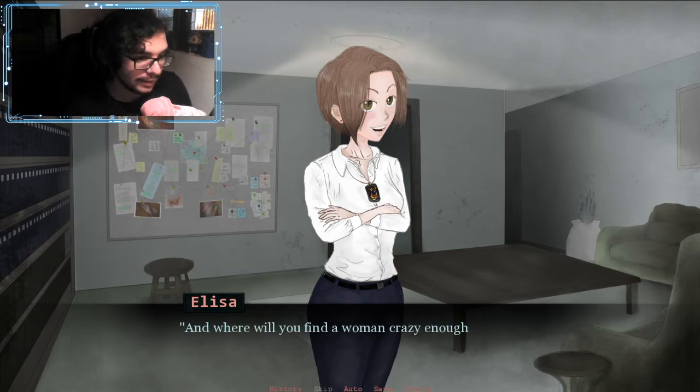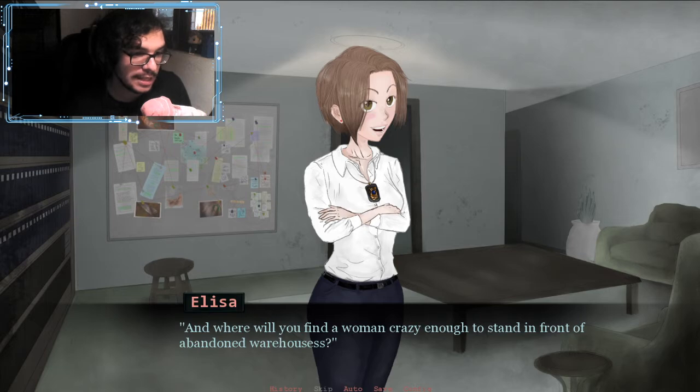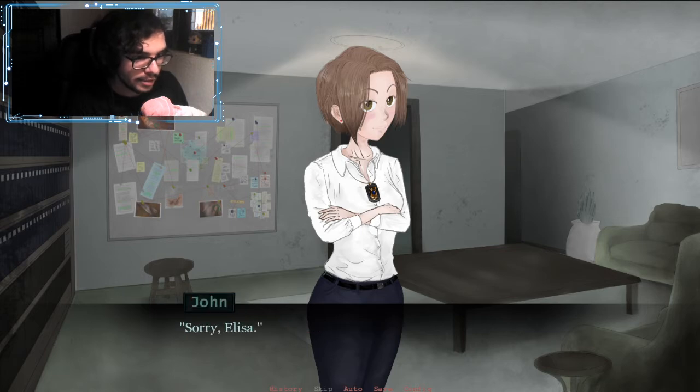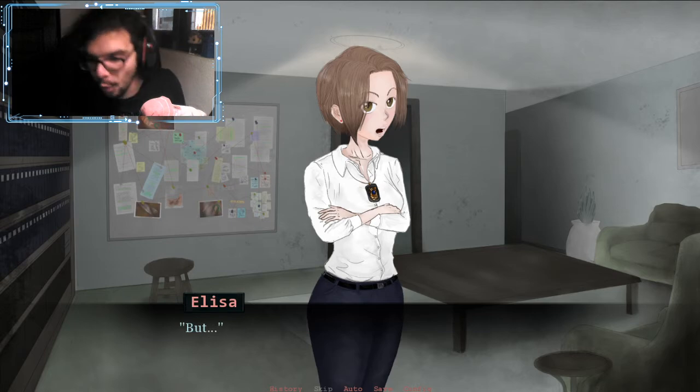Where will we find a woman crazy enough to stand in front of abandoned warehouses? I am greatly against this idea. And don't even look at me. Sarah seems crazy, but not that crazy. Do you want to hire an actress? Sorry, Eliza, but the only person I could think of was you. No! No! No!